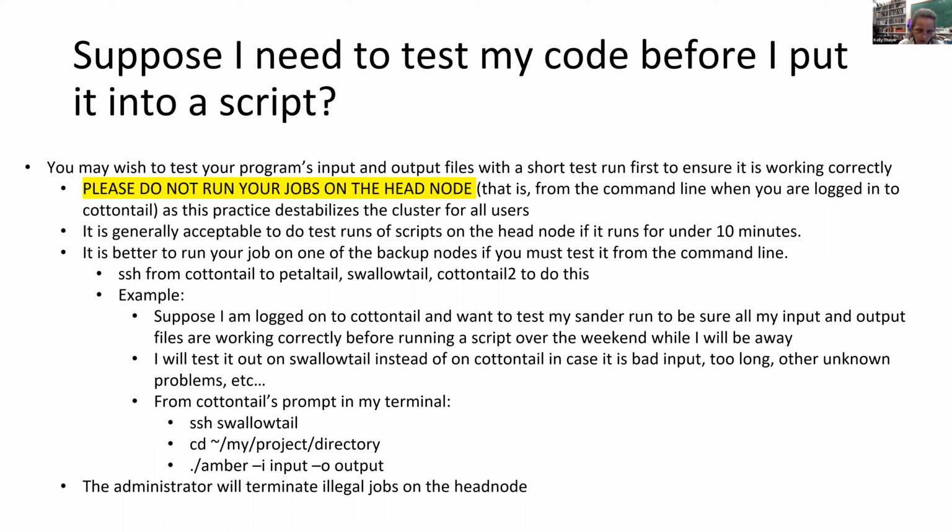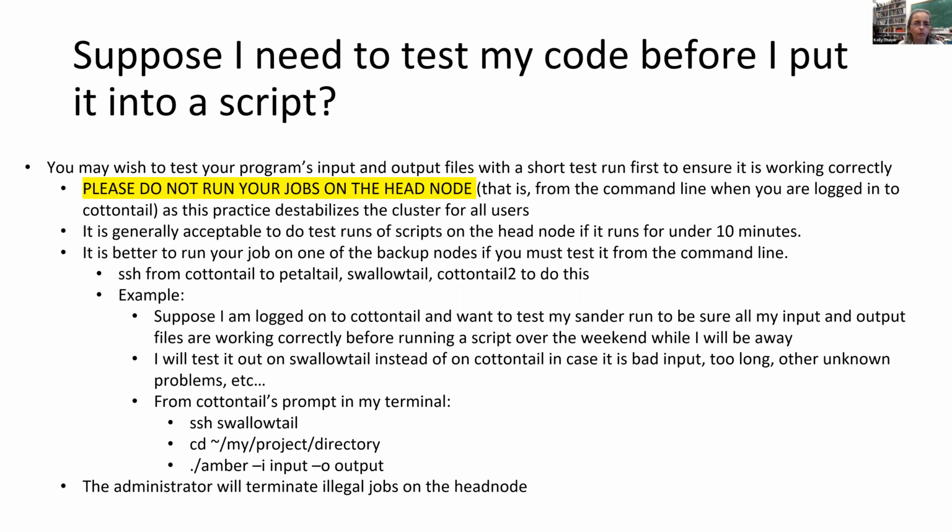As we mentioned, the job of the head node is to respond to terminal requests like ls, pwd, and all those things, and also to execute the scheduler, not to be calculating jobs. It's really not set up to do that. It doesn't have the hardware to support it, and it will slow down the cluster for everyone. So you should not run it from the command line when you log into Cottontail or Cottontail 2, because it can destabilize the cluster for all users.